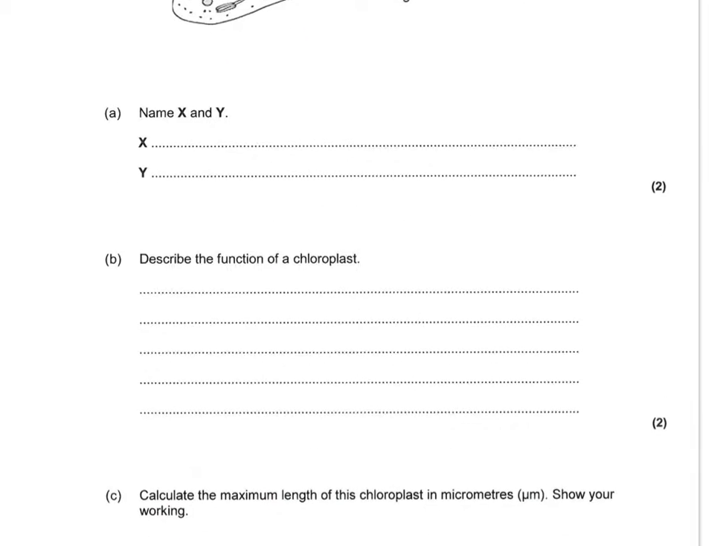Function of a chloroplast, very basic. I cannot believe students who got this one wrong. So the idea it contains chlorophyll, that wasn't marked, but it's worth putting down anyway, which absorbs light during photosynthesis so that the plant can make glucose, sugars, or starch.